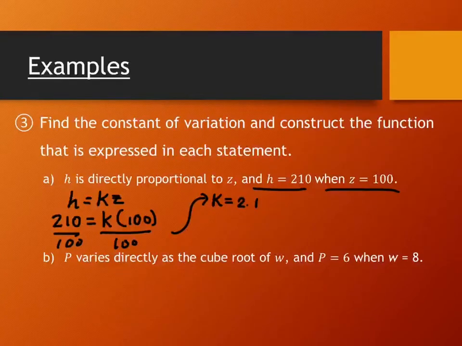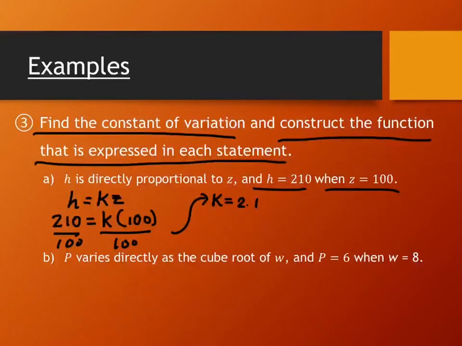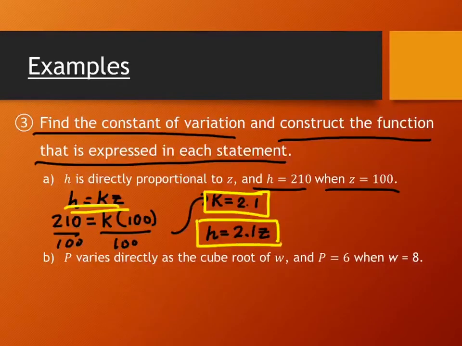Now, it's only half of a question it asks, though. It says to find the constant of variation. We did that. And then it says, and construct the function that is expressed. So we almost constructed the function expressed right back here, right? But it had a k value in it. And we had just said k. We actually know what k is now, so we'll write our function with this k value in. So h is equal to 2.1 z. So there are two pieces of information that are our answer here, the constant of variation, and then the constant of variation plugged into the function that we started by working with.